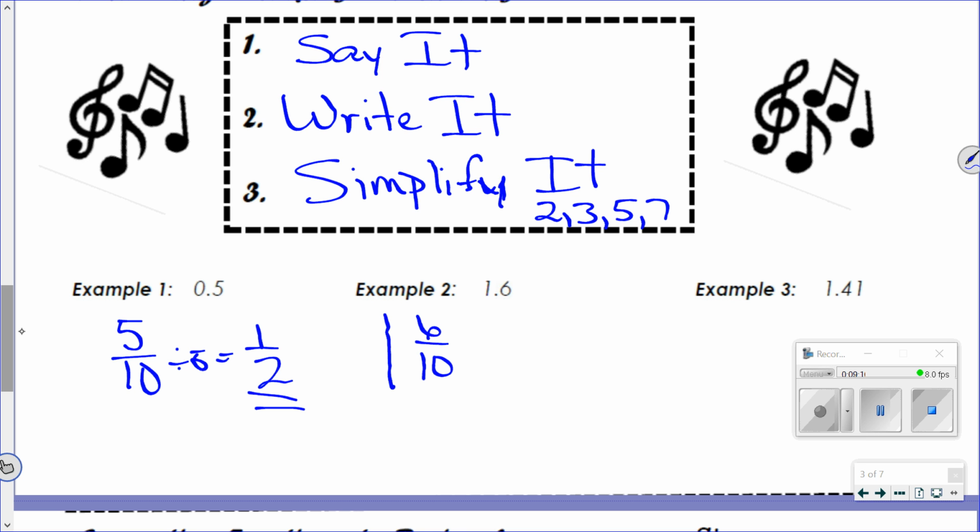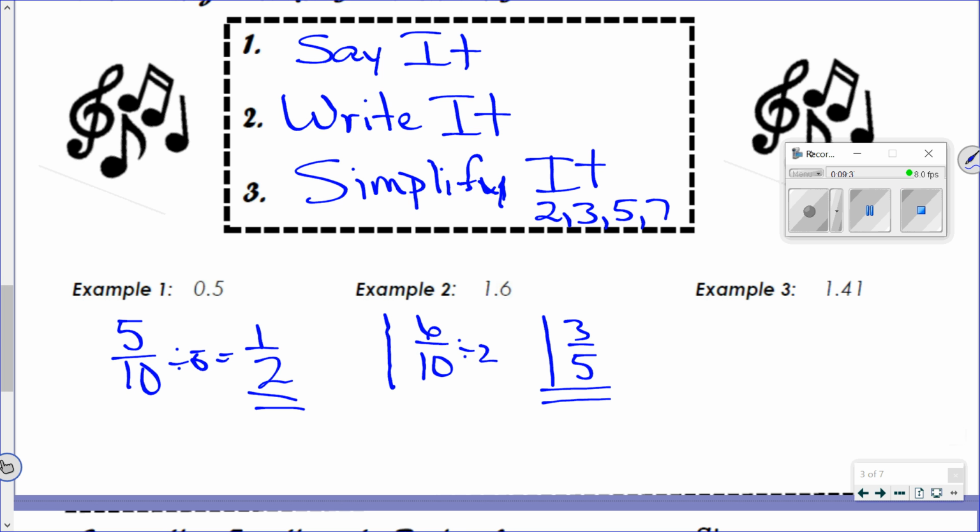Yes. Can I divide them by 2? Yes, so divide by 2. Now, one key on this. I don't simplify the whole number. The whole number stays like it is. So I just divide the 6 by 2 gives me 3. 10 by 2 gives me 5. And there's my final answer. Make sense? Yes. Okay, let's do our last one.